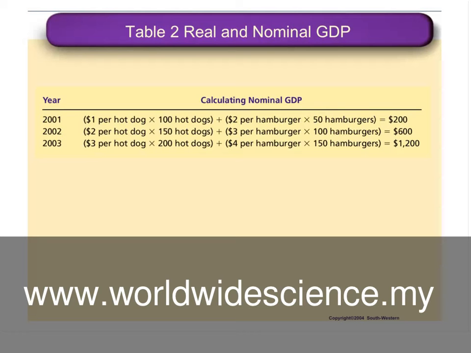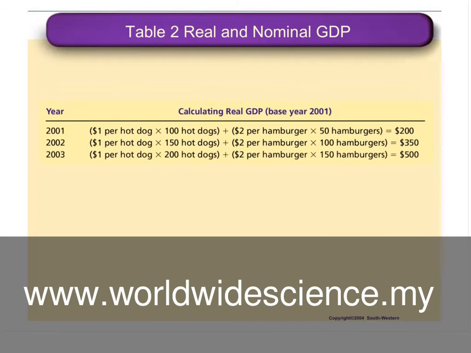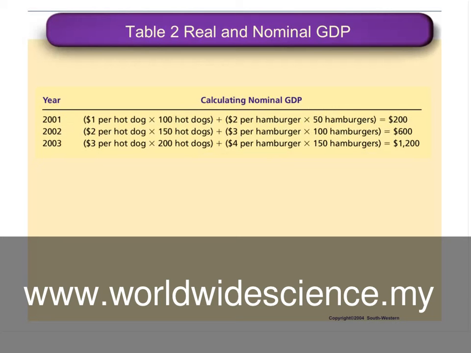So as you can see, the nominal and real for the first one is the same, but for the second one it is different. For this one nominal is 600, and for the real it is 350, because we are using constant prices. As you can see, we use the same price for every year. But for nominal, we use different prices because they change.